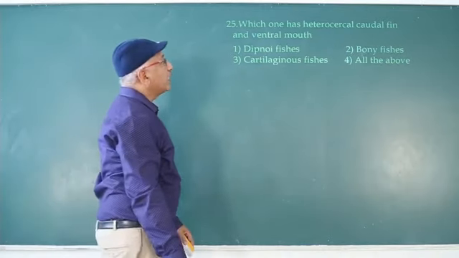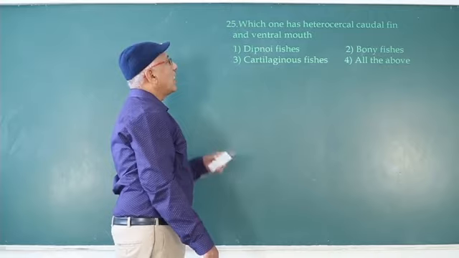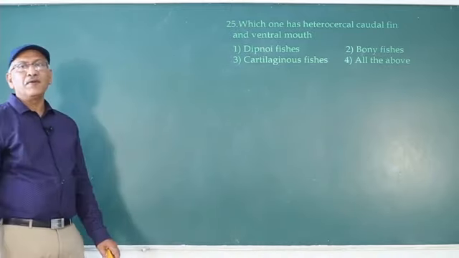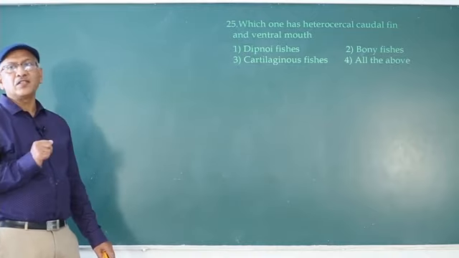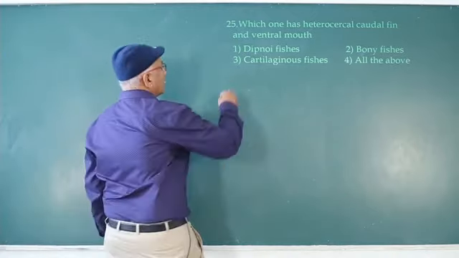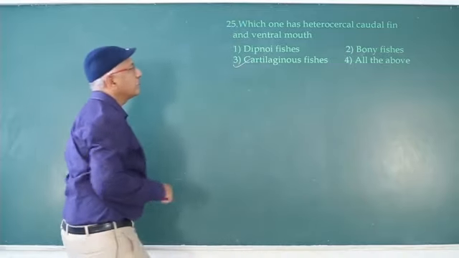Which one has a heterocercal caudal fin and ventral mouth? We already discussed the heterocercal caudal fin, a characteristic feature of cartilaginous fishes. Mouth is also ventral in cartilaginous fishes. So answer is cartilaginous fishes.